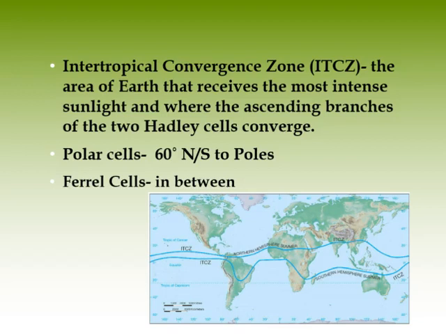So, while I just said that the warm air in the Hadley cells rises at the equator, that's not exactly true. Due to the Earth's tilt, the most intense light does not occur along the equator, but actually along the ITCZ, the Intertropical Convergence Zone. You should be able to explain what the ITCZ is. So the Hadley cells occur along the ITCZ. At the poles we have polar cells, and in between the Hadley and the polar cells are the Ferrel cells.